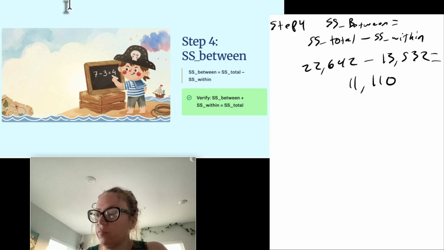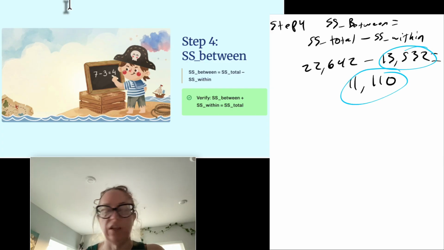So 11,110, that's pretty close. Okay? The between is pretty close to the within. So the signal leads the noise, okay, but not by a landslide. Okay, so this is going to give us a moderate F statistic. Whether it clears the critical value or not is what we're about to find out.